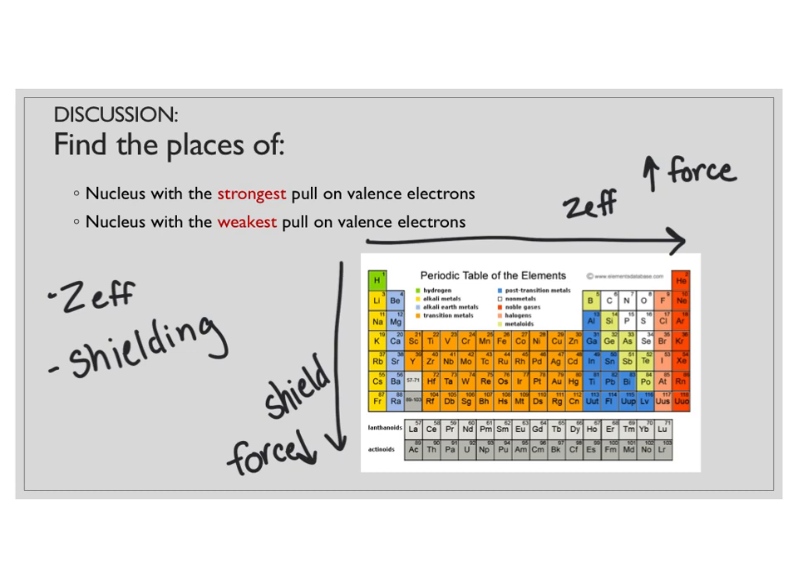If we put these two together, we know that at the top and at the right, there is going to be the strongest force of attraction, and so that is going to be fluorine that will have the strongest pull on valence electrons. And then, since we know that the bottom and the left is going to have the weakest pull on valence electrons, francium is going to be the one to lose electrons the easiest. It's going to have the weakest pull on those valence electrons.